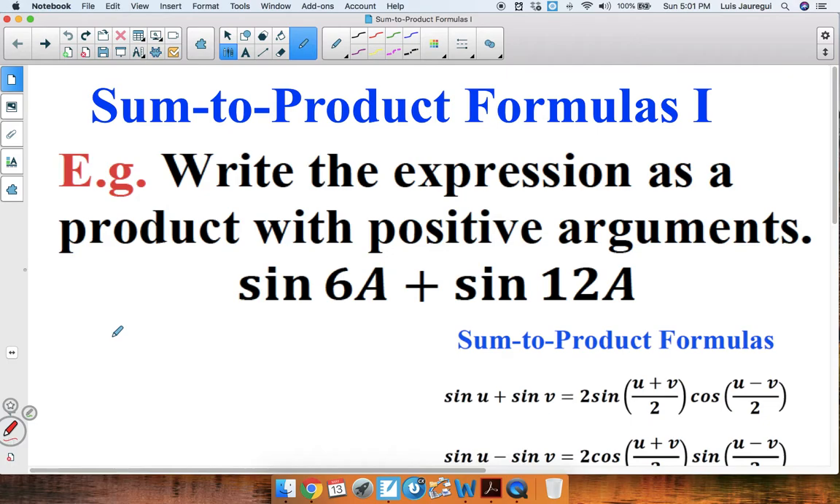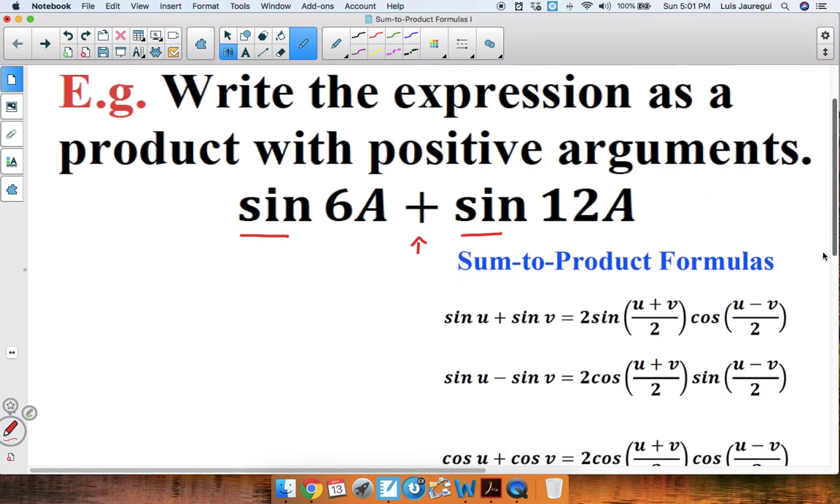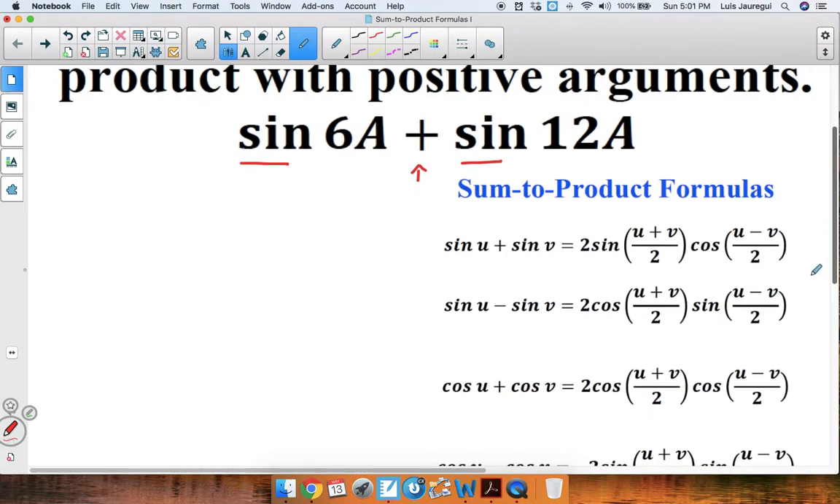Let's take a look at our example. Write the expression as a product with positive arguments. Here we have sine of 6a plus sine of 12a. Now notice that we're going to take two sines and add them together. So choosing one of the sum to product formulas in which we are adding two sines, we're going to be able to rewrite this particular expression.